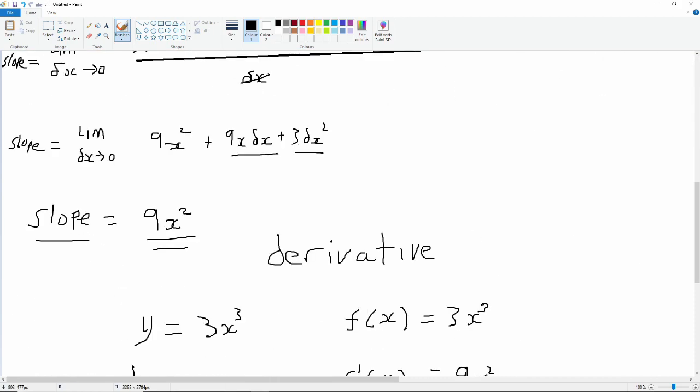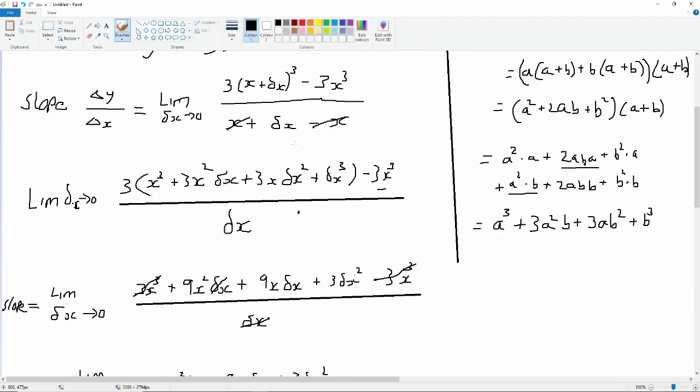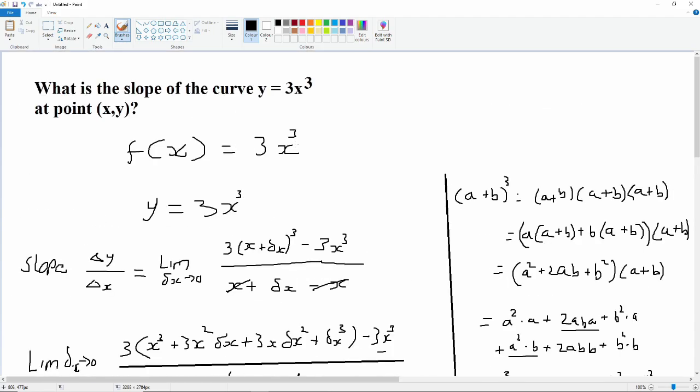Okay, in the next lesson I want to introduce you to a couple of new concepts before we work our way towards getting a way of finding the derivative of any polynomial.